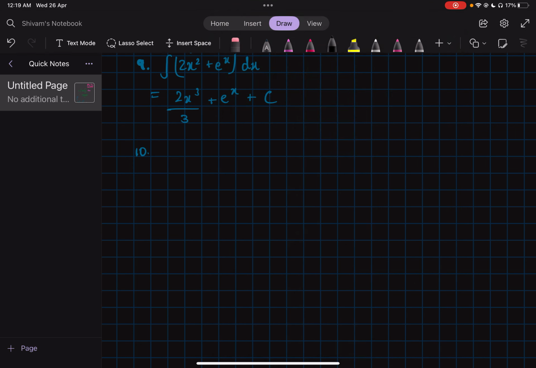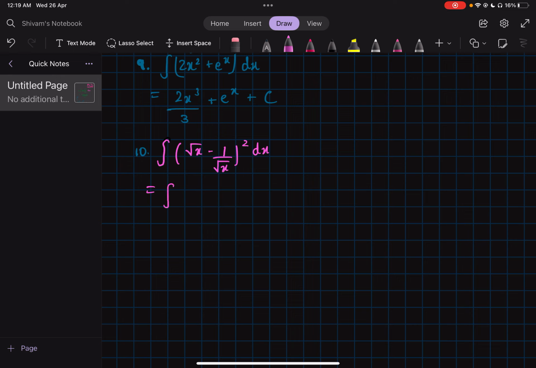Right. And for the 10th question, this is the first question I would think is slightly important. It's the integral of root x minus 1 over root x, squared, dx. Like I told you before, in integrals you always want to expand, as a general thumb rule. So you're going to want to expand this by opening the square.